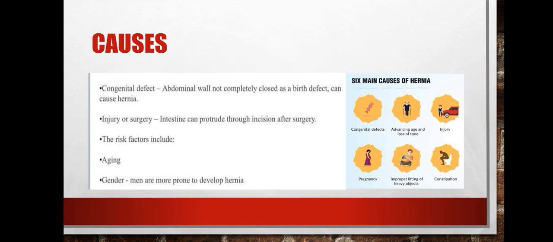Causes of hernia. There are some causes and risk factors. Congenital defects: an abdominal wall not completely closed, which is a birth defect, can cause hernia. It is by birth. So sometimes the abdominal wall is not completely closed, so in the future, after years, it can happen. Injury or surgery: the intestine can protrude through an incision after surgery. It's a complication of surgery that can lead to a hernia, and as we studied in types of hernia, incisional hernia is caused by injury or surgery.